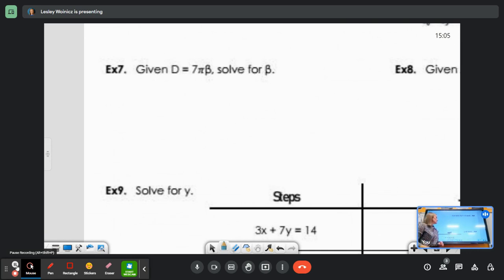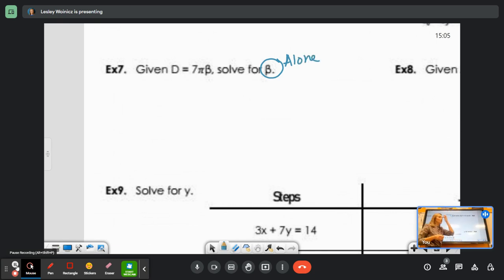Well, let's look at what it tells us to do. It says solve for beta. What does that mean? If it said solve for x, what would we do? We would get x all by itself. So if it says solve for beta, what do we do? We just get it by itself alone, right?